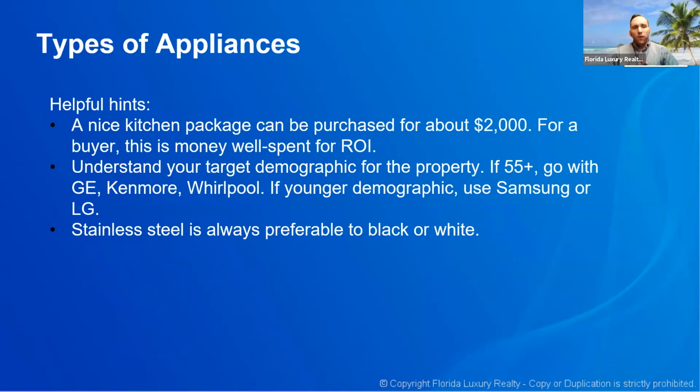So as we talk about appliances, a nice kitchen package, so we're talking range, microwave, dishwasher, and refrigerator, can be purchased for about $2,000. That's typically stainless steel. That's usually like your LG or your Samsung or something like that. So if your buyer goes, hey, all of my appliances are really old, you know, they're kind of worn, is it worth spending the $1,800 to $2,200 to put a new kitchen in here?